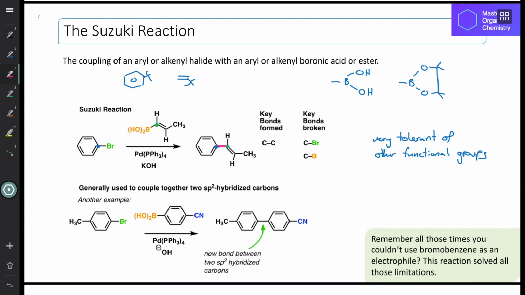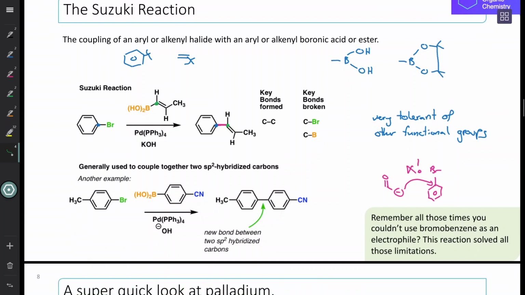You can't have, say, your enolate attack here, right? That will not happen. And so actually making bonds directly onto benzene is pretty tricky, and this is a great way to make these benzene-benzene couplings.